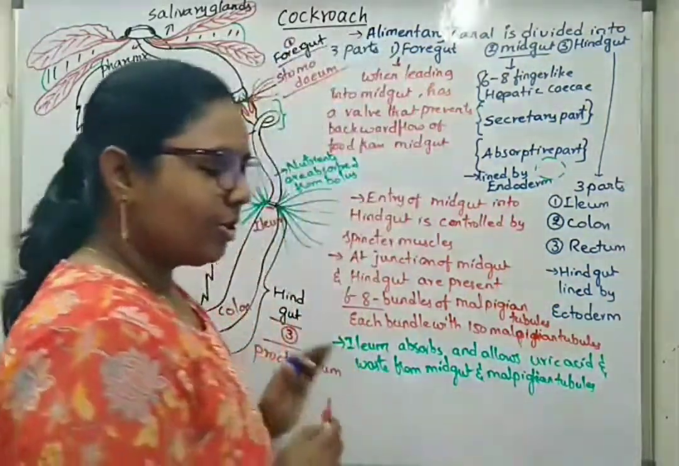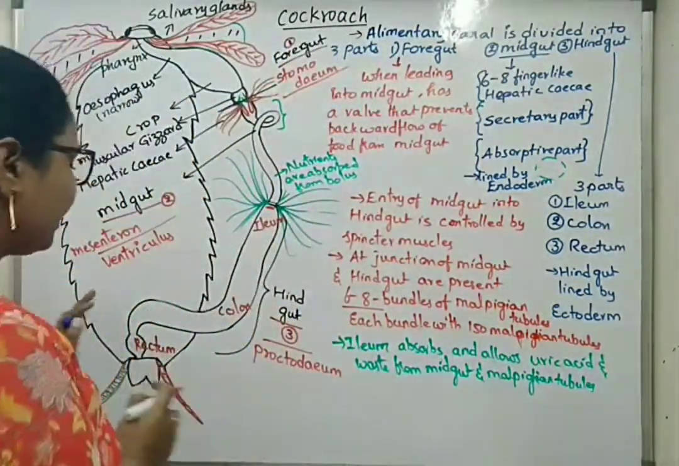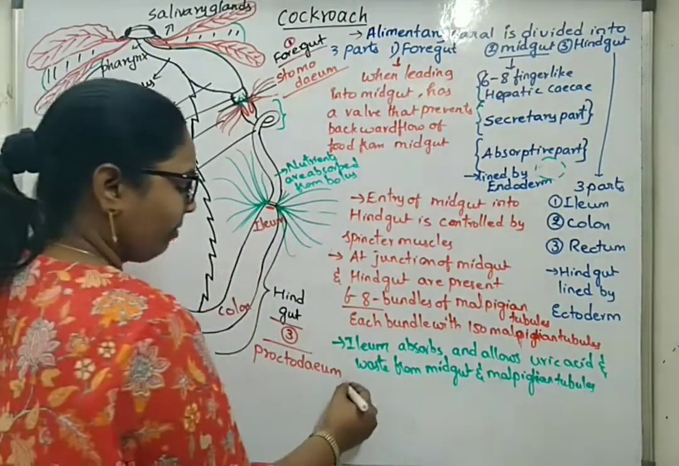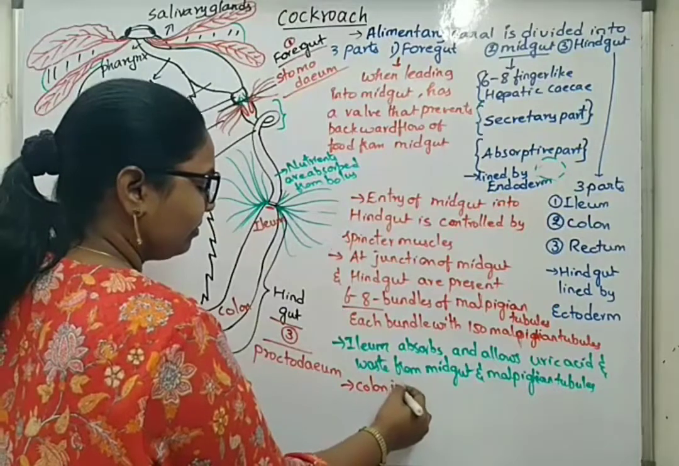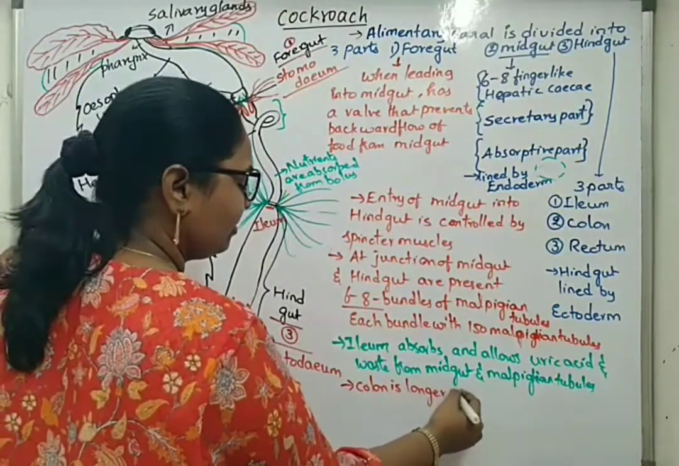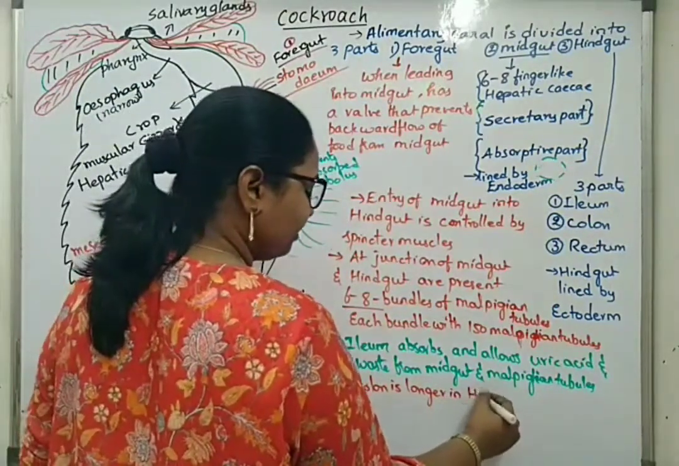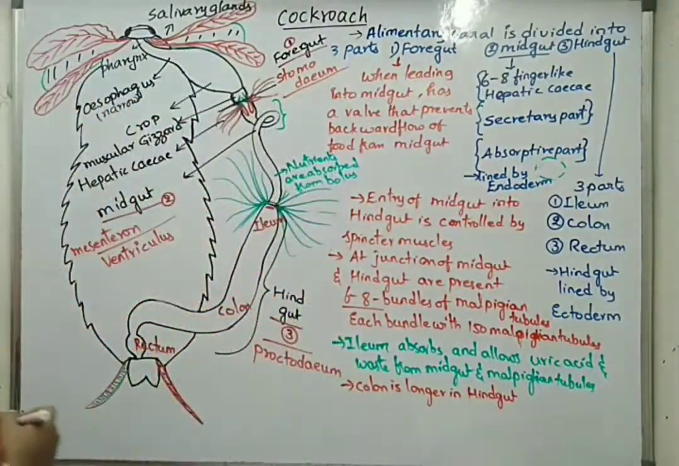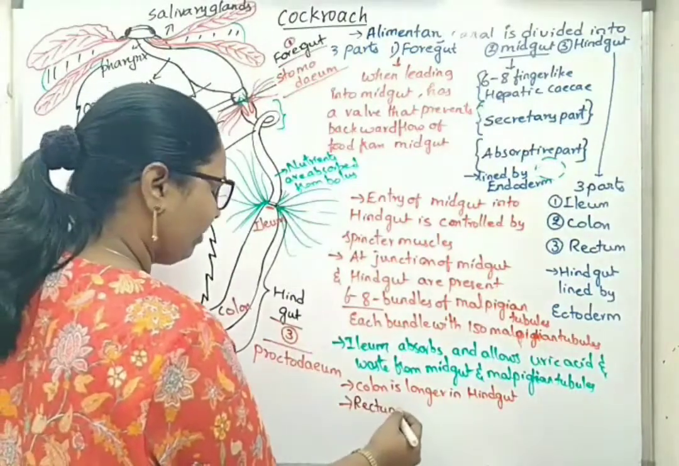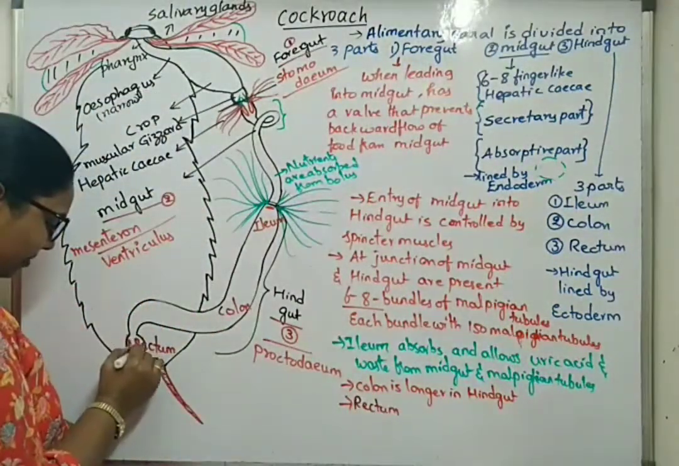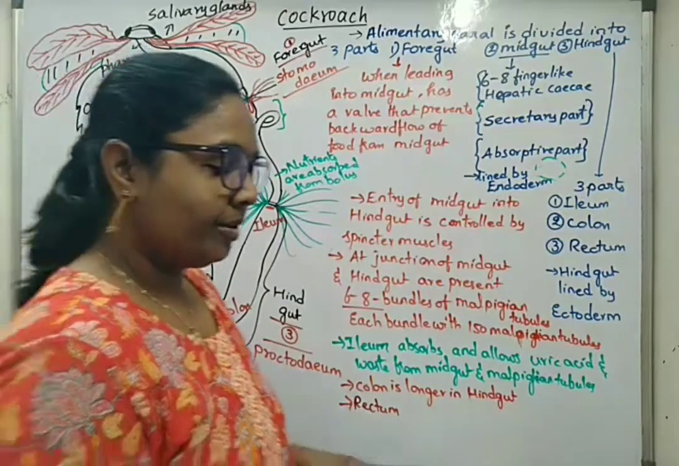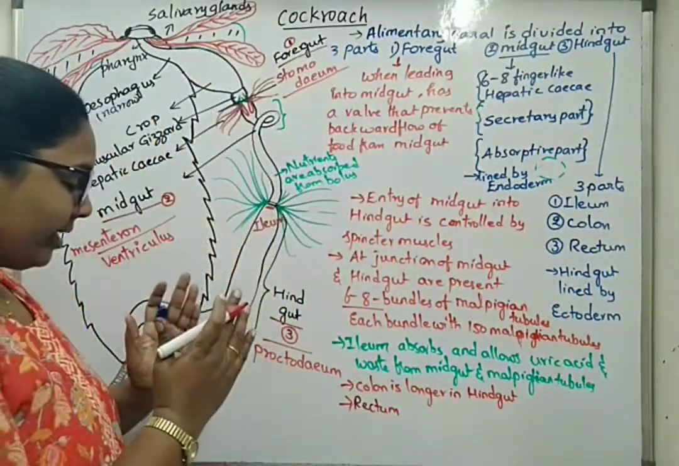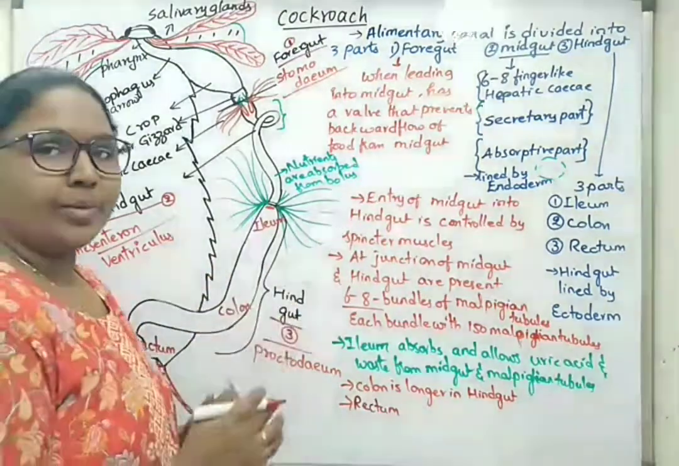The colon leads into the short and wide rectum, but the colon is considered the longest among these three. The rectum on its inner side has 6 longitudinal rectal papillae. Because of that, the wider region contracts and pushes the waste material towards the outside.